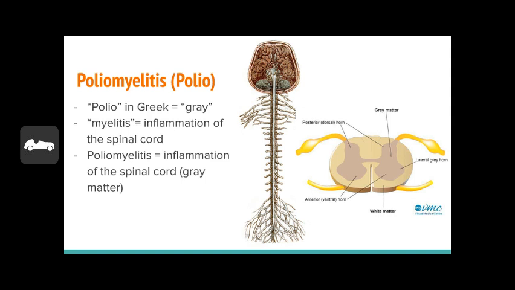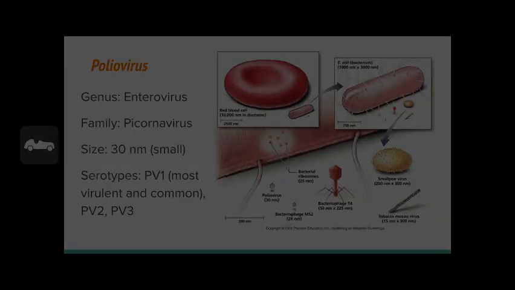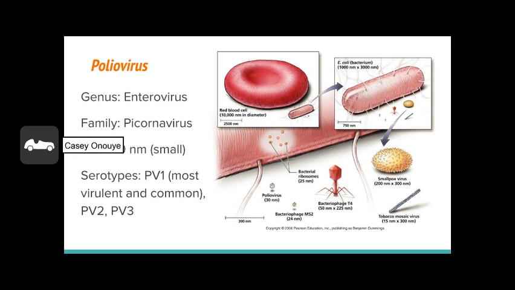The poliovirus is an enterovirus which invades the intestines of the human body, causing nerve and spinal injury. The poliovirus belongs to the genus Enterovirus, and the family is picornavirus. The size of the virus is very small, it's 30 nanometers. The serotypes are poliovirus 1, which is the most virulent and common, and the other two are poliovirus 2 and poliovirus 3.